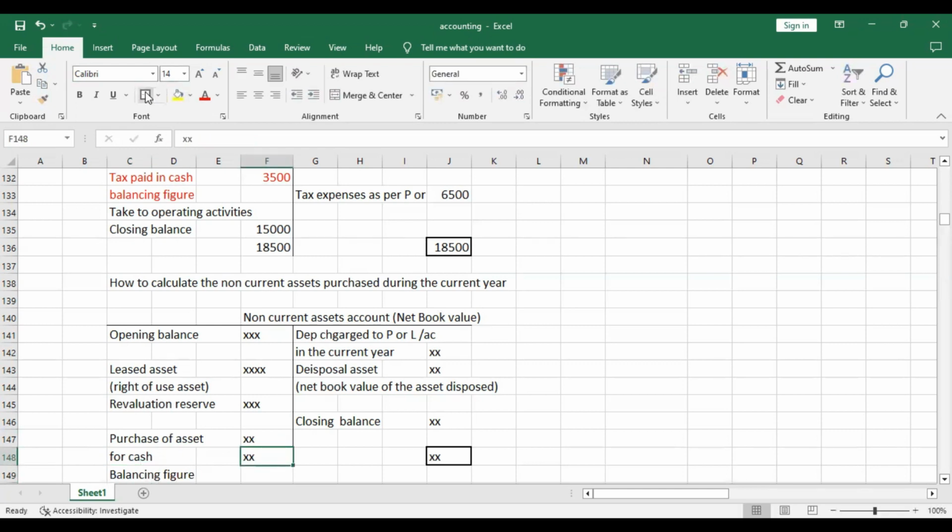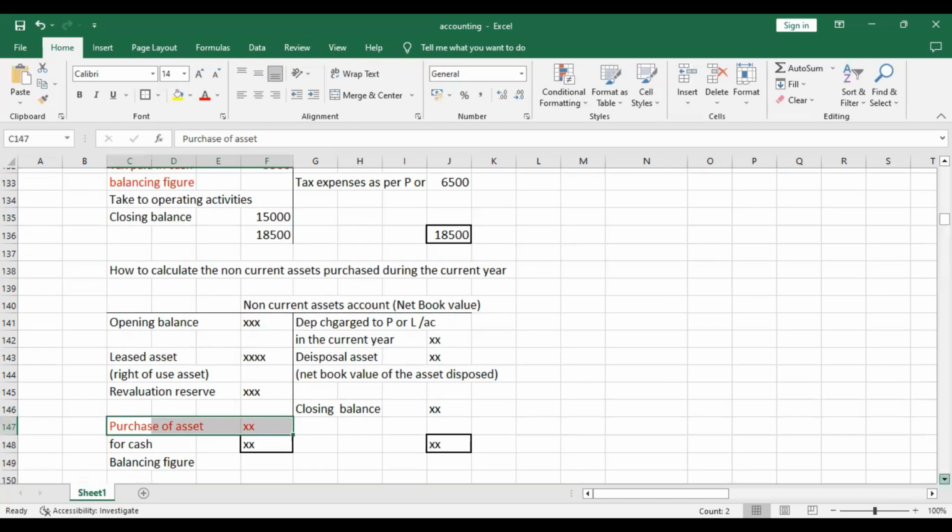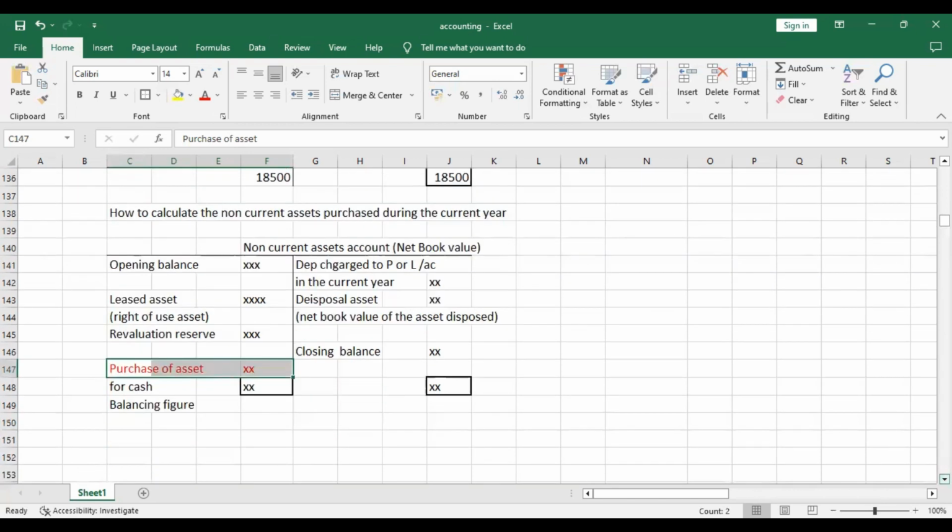Also again balancing. So this goes where? This goes to the second item, which is called the cash flow from investing activities. Now let me take some physical figures to help you understand.